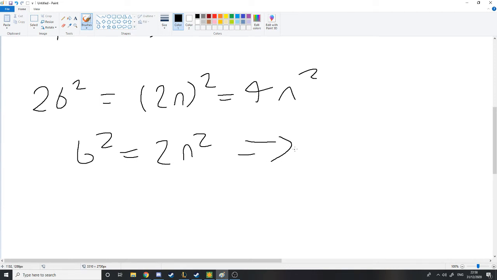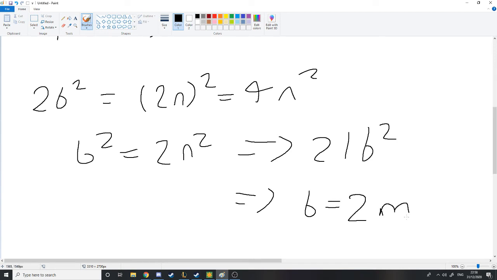So once again, this tells us that 2 divides b squared, which tells us that b is also even. We'll say that b is 2m.